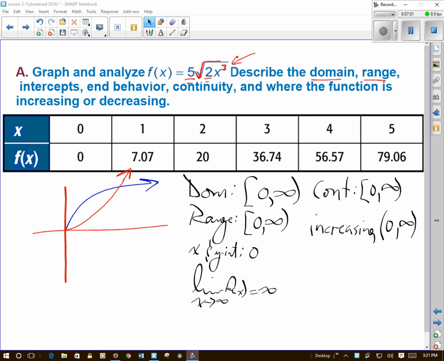So for this, a key thing was, I don't really care too much whether it's the blue or the red. That's minor detail, but I know with either one, I cannot go to the left of the x-axis because I am taking the square root of whatever is inside of here, so I can't have a negative inside of that function.